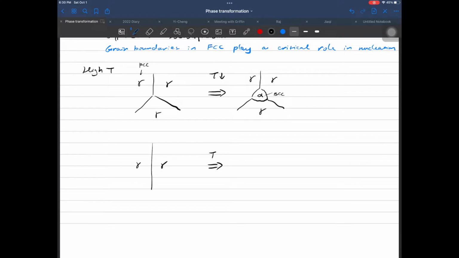Again, at high temperature, you have austenite on each side. As temperature decreases, the low temperature ferrite grain will nucleate at the grain boundary and eventually grow into the austenite. Comparing these two cases, nucleation of the new ferrite grain at the regular grain boundary in the second case is energetically preferable compared to the first case where nucleation happens at the triple point.